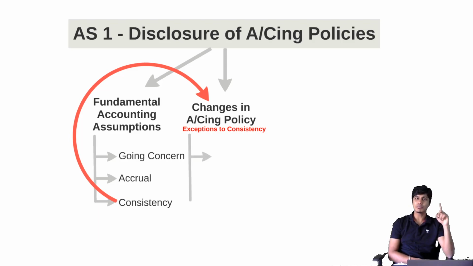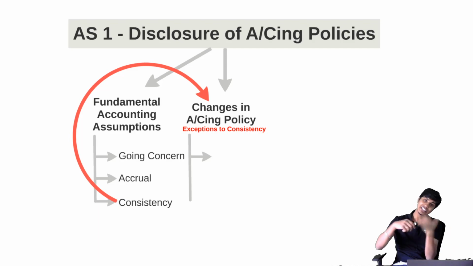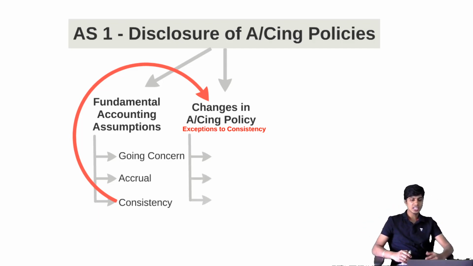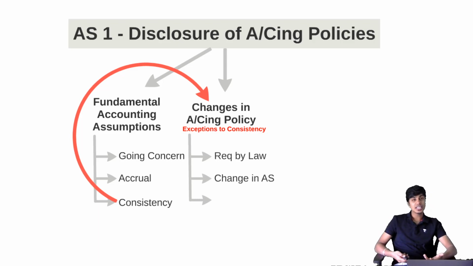Exceptions to consistency: number one, when the law wants us to change. Number two, when the accounting standard itself has changed. And third one is for the sake of better presentation. So it is compliance, requirement of law, change in accounting standard, or for better presentation.